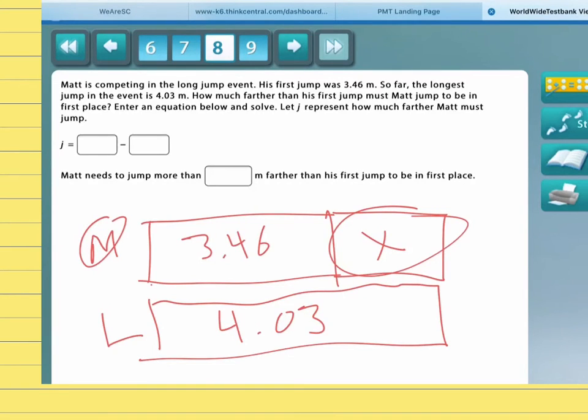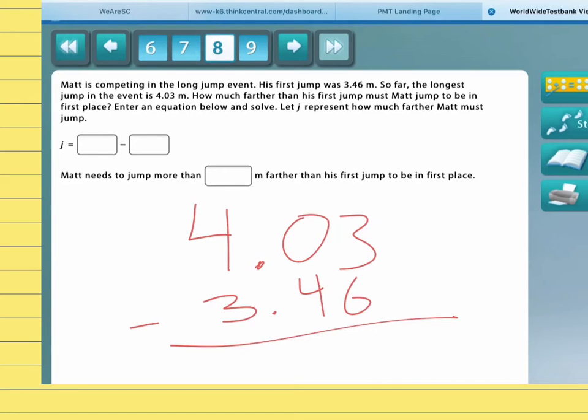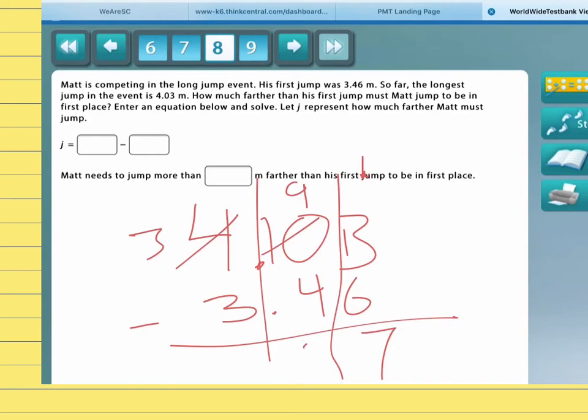So let's solve that. All right, so we are comparing these two. 4 and 3 hundredths is the largest jump. 3 and 46 hundredths is his best jump. So we're going to just draw our columns and compare these numbers with subtraction. You regroup by a power of 10 because you don't have enough hundredths here, so you have to regroup into 10 tenths, take away 1 tenth, and change it into 10 hundredths. 13 minus 6 is 7, 9 minus 4 is 5, and 3 minus 3 is 0.